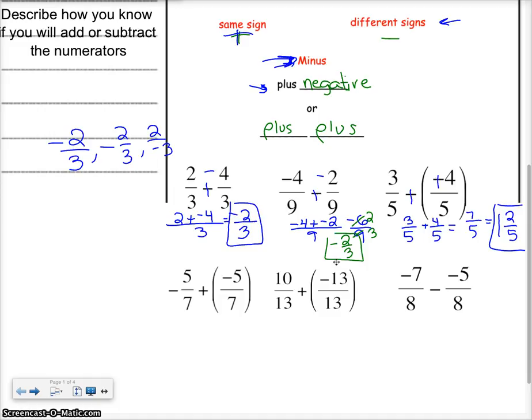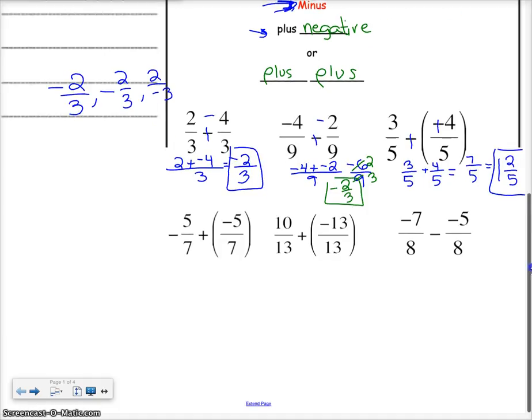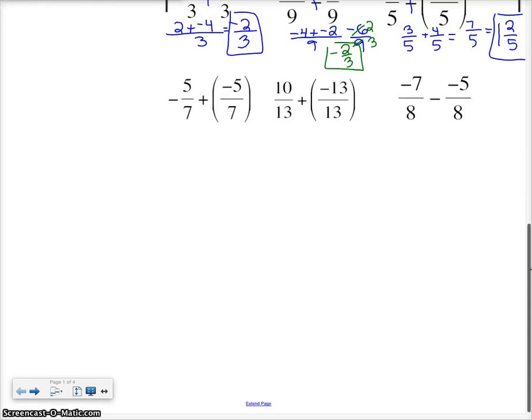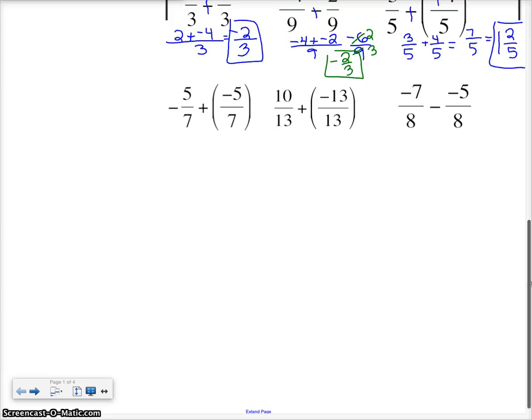Alrighty. Last 3 practice problems. So negative 5/7 plus a negative 5/7. Now, notice that there's already plus a negative, so I don't have to change this. So this is really negative 5 plus negative 5 all over 7. Do I add or subtract them? Add, because they're the same, right? They're both negative, so I add them.